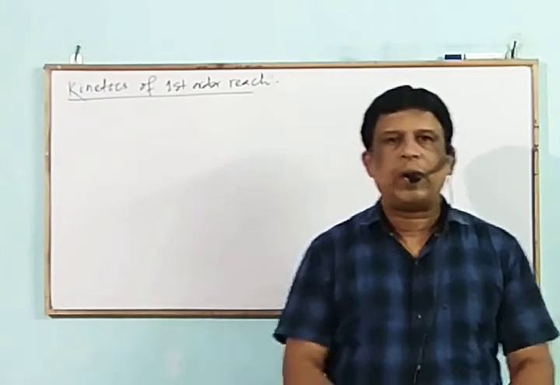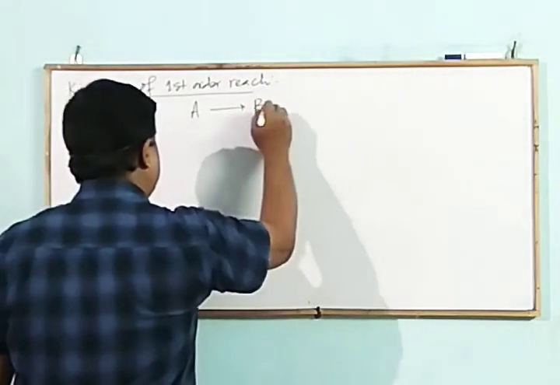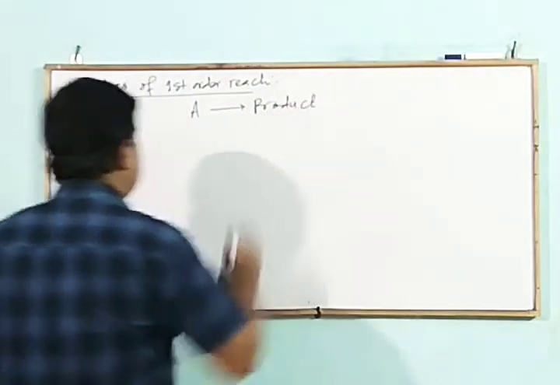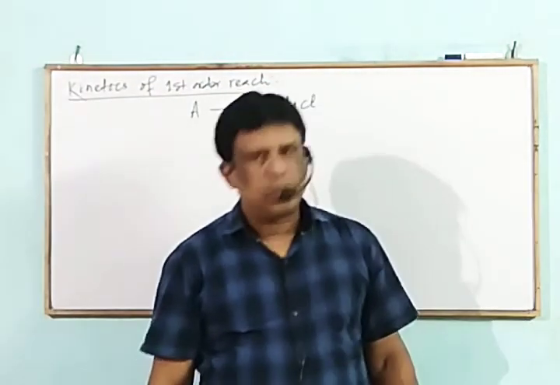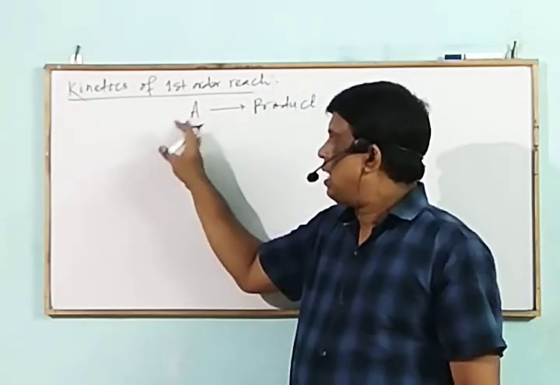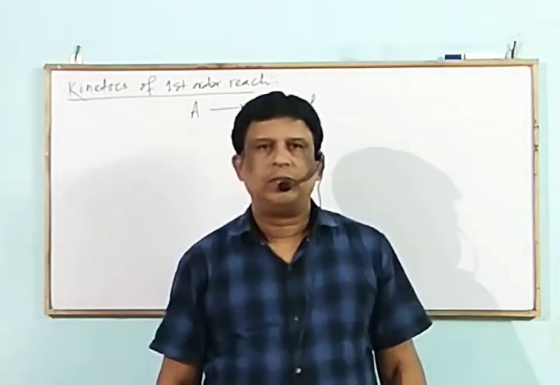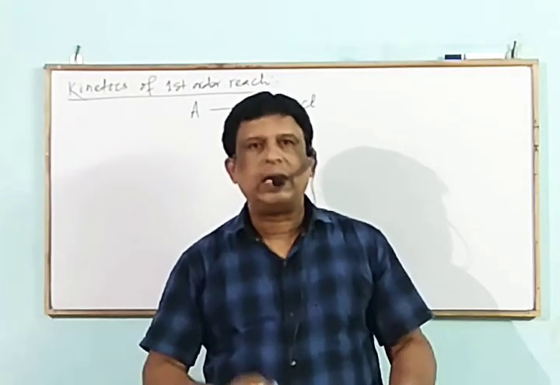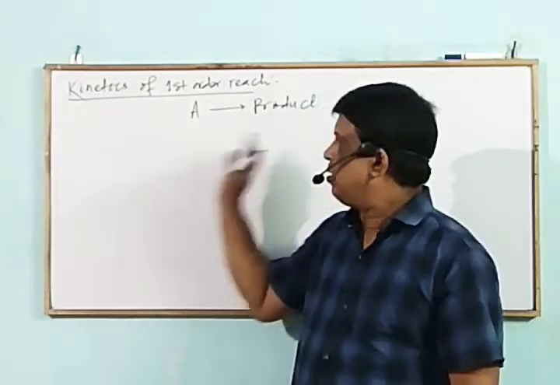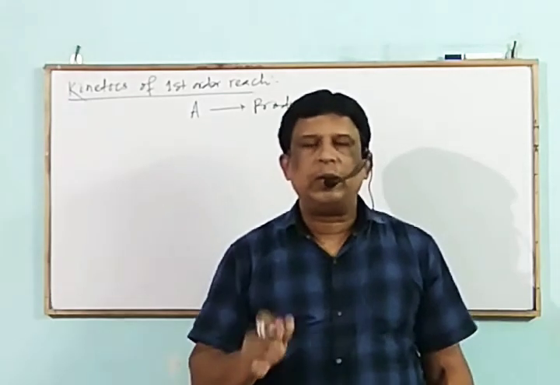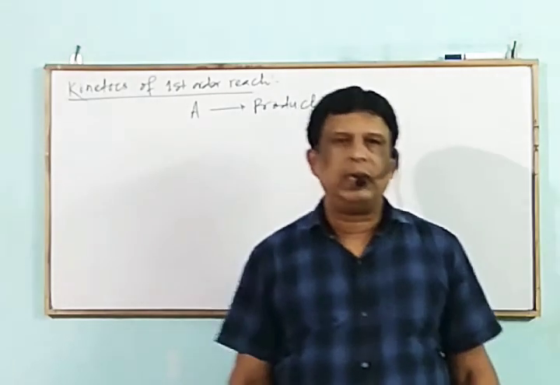So let us consider a first order reaction, A gives rise to product. Let us suppose the initial concentration of A is a moles per liter. During the progress of time, the reaction proceeds, which means the concentration of reactant gradually decreases, consumed, while the concentration of product gradually increases.